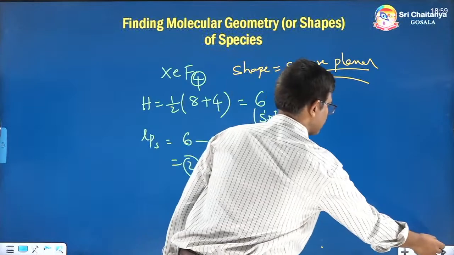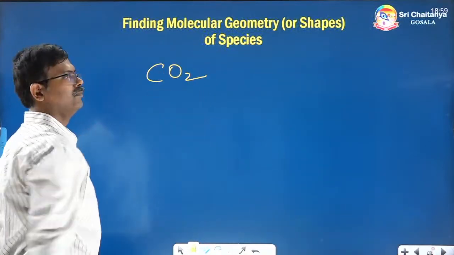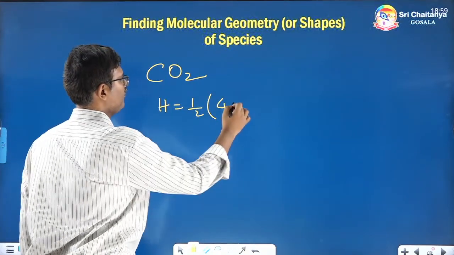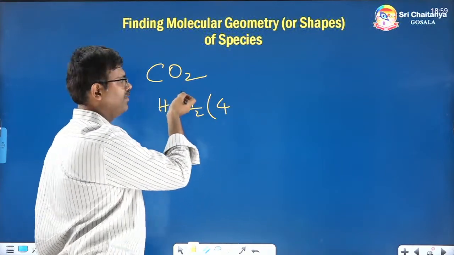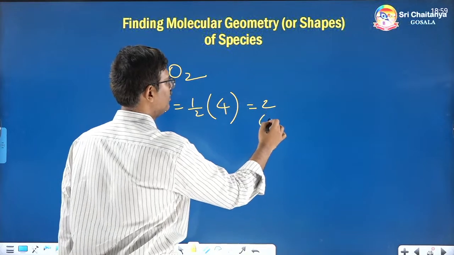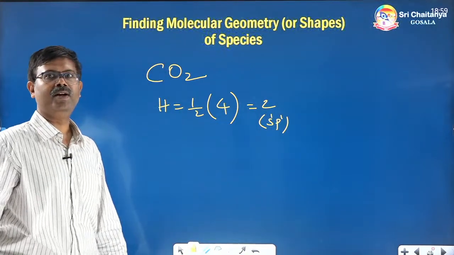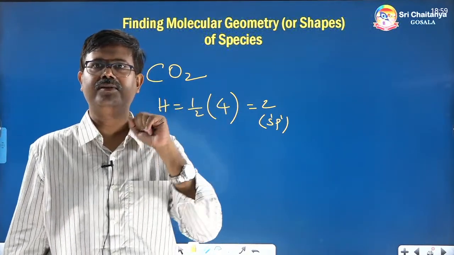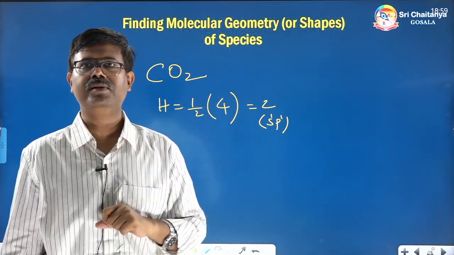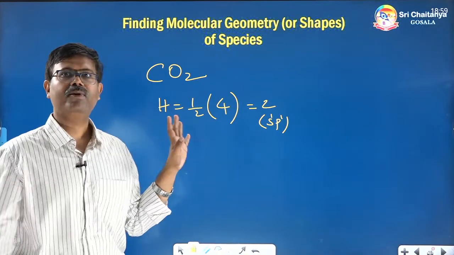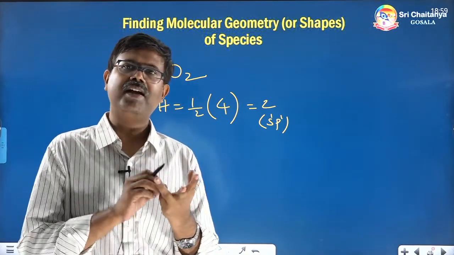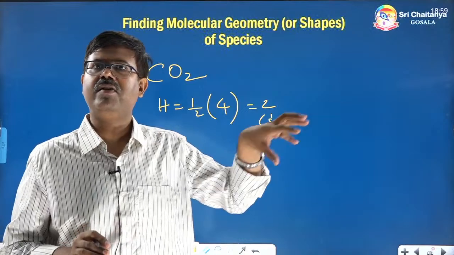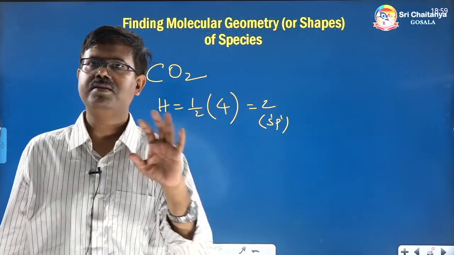Suppose you take carbon dioxide. What is the central atom? Carbon. Carbon is a group 14 element, so 4 valence electrons. These are not monovalent atoms. So 4 by 2 means which hybridization? sp hybridization. For sp hybridization you need not calculate lone pairs because it has only one shape, that is linear. So CO2, carbon dioxide, is a linear molecule. So that's it. This is a very important topic and not difficult. See how to find hybridization and how to find shape. If you remember only this much from this 1.5 hour class, whatever you have learned, with this you can answer almost all questions related to this.